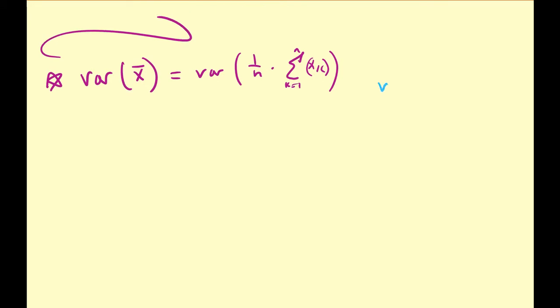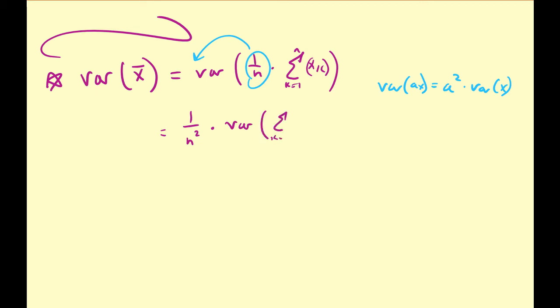So recall that the variance of a constant times a random variable is equal to that constant squared times the variance of that random variable. So we can take this constant 1 over n out, but if we do, we have to square it. So that means this is going to be equal to 1 divided by n squared times the variance of the sum from k equals 1 to n of xk.